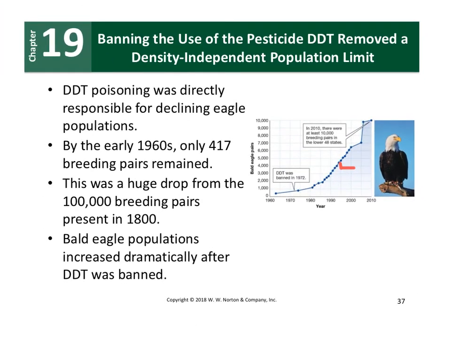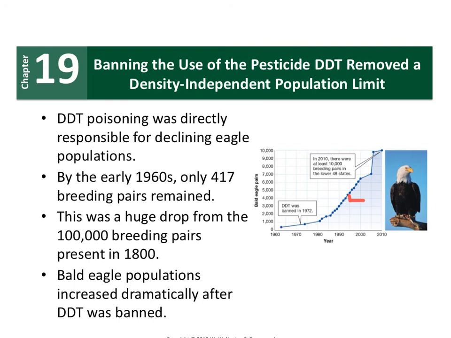So this is an example of density-independent population limitation. And the same thing would happen if there were predators around. Okay? So bald eagles, DDT was used to control insect outbreaks and things like that. And it turns out it caused problems in a lot of birds. The eggshells were really thin. The offspring never even hatched.